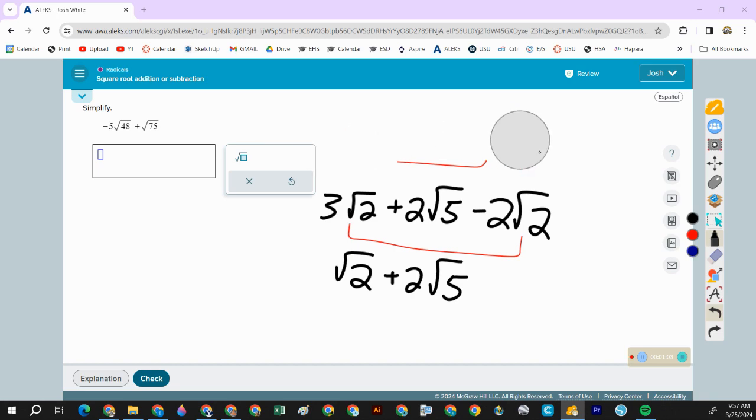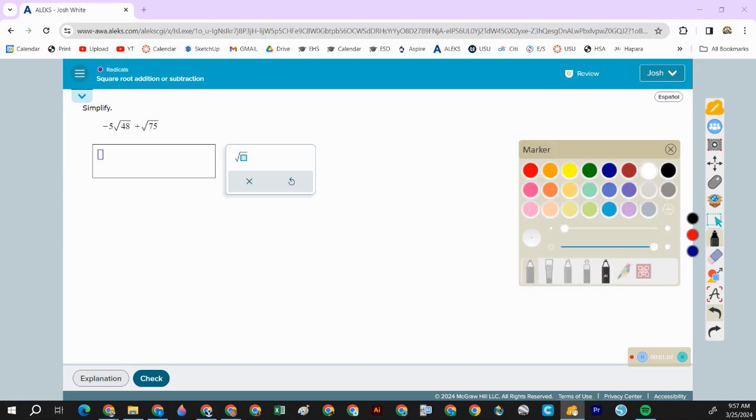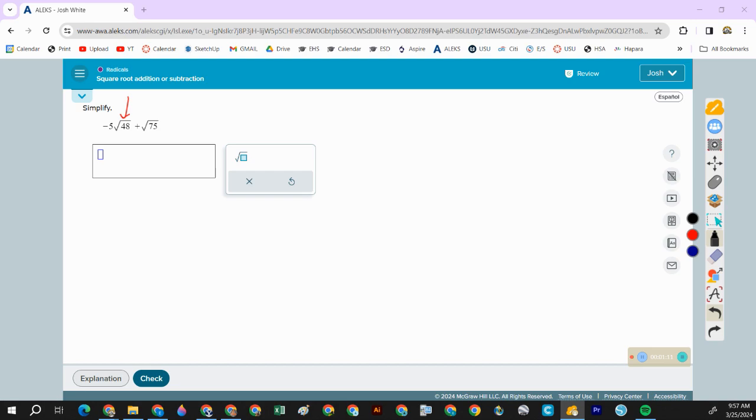If we look at this problem, it appears as though we don't have like terms. But we can simplify these. Are there any perfect squares inside of 48? 4, but also 16. So this is 16 times 3. So that becomes a 4. And that multiplies the negative 5. So negative 20 root 3.